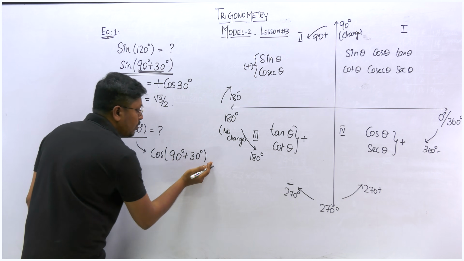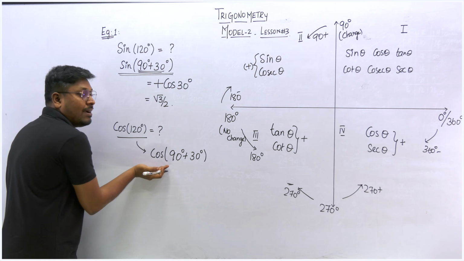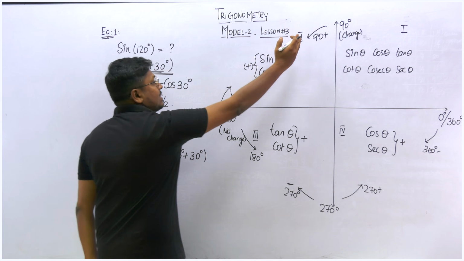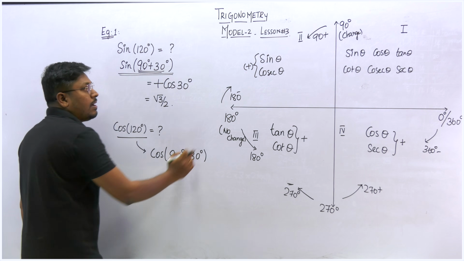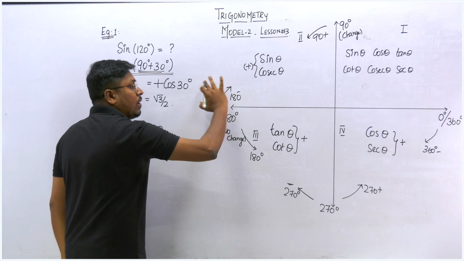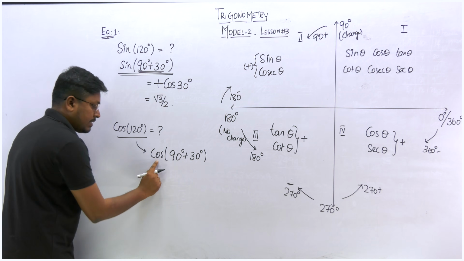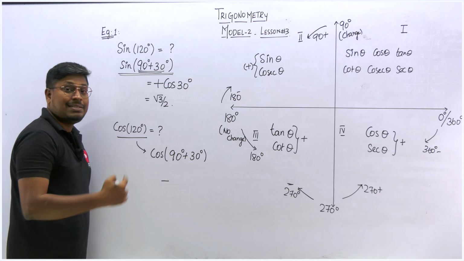So what is the next step? You have to check in which quadrant this angle lies. If it is 90 plus, it lies in the second quadrant. In the second quadrant, other than sine and cosecant, all are negative. Here it is cos.